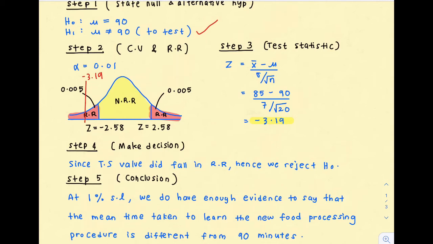So how to write the full sentence? Always mention the percentage of the significance level, because your decision is based on this percentage. So at 1% significance level, we do have enough evidence to say that the mean time taken to learn the new food processing procedure is different from 90 minutes. So make sure your conclusion tallies with your decision.